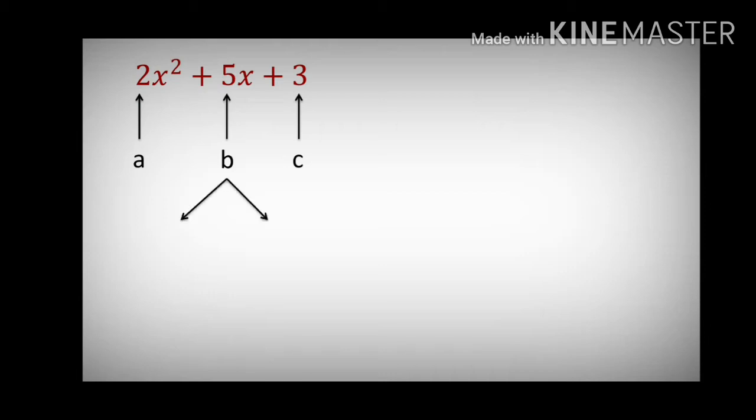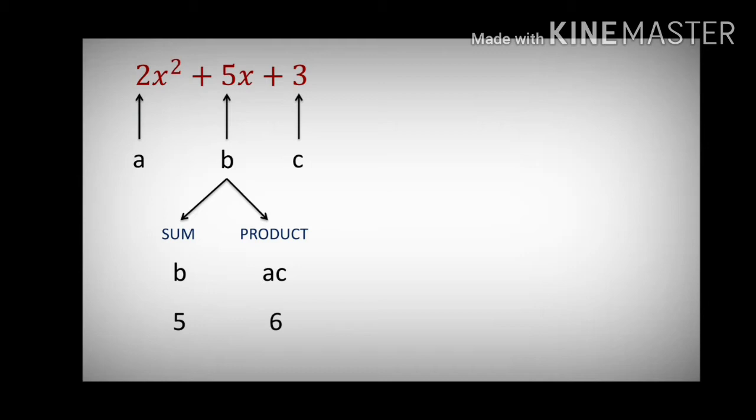Hence, now we have to split up. We have to find the parts whose sum is b, and product should be ac. Now, b is how much? That is 5. And ac means 2 into 3. You can see here a is 2 and c is 3. So, 2 threes are 6. So, the sum should be 5 and the product should be 6.